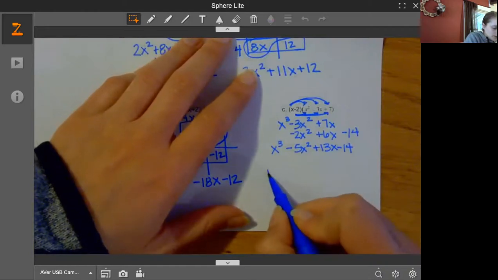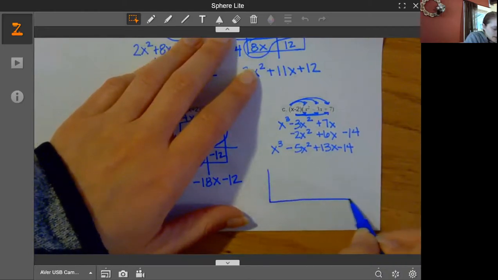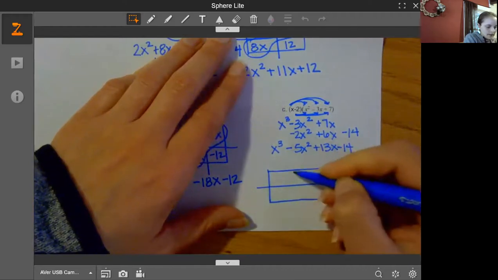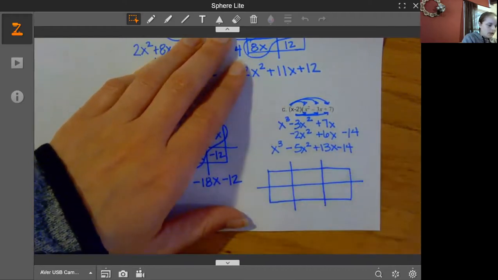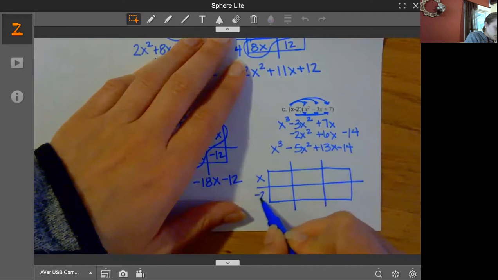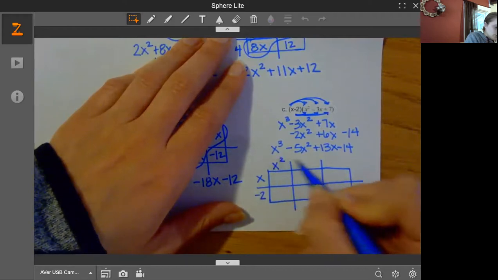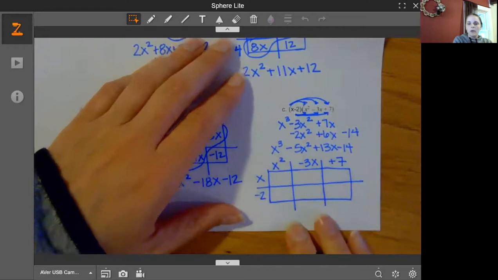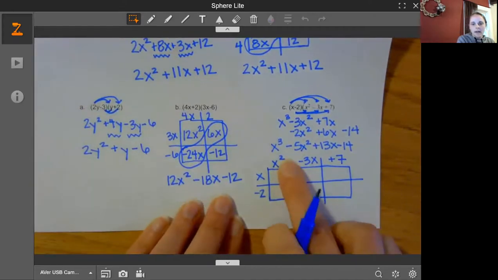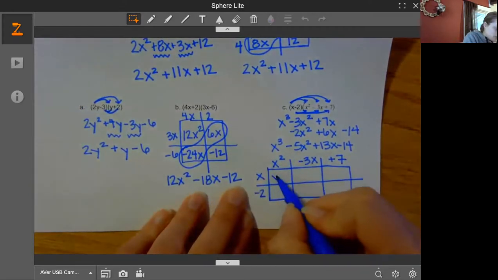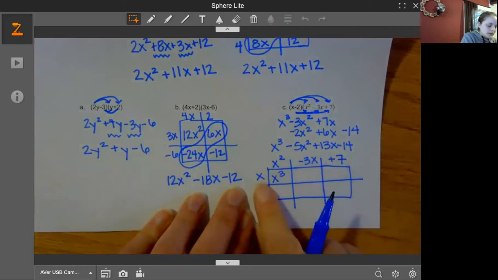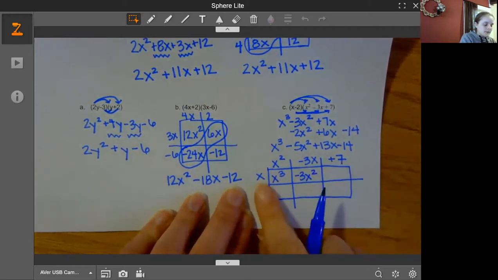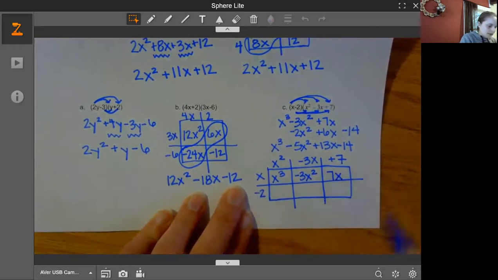If we use the box method for this one, instead of having a square, we're going to have a rectangle. Okay, so here's our binomial, and here's our trinomial. Okay, and we're going to multiply this the same way. So x squared times x gives me x cubed. Negative 3x times x gives me a minus 3x squared. 7 times x gives me a 7x.